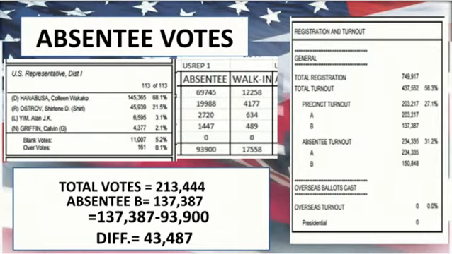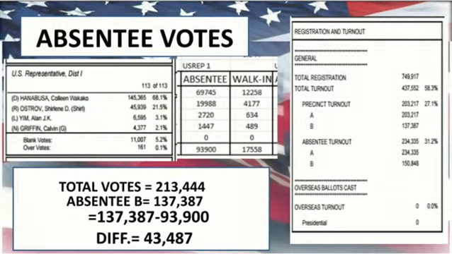Okay, next slide. This would be the U.S. Representative District 1 race. Okay, total votes 213,000. The absentee votes that was given for District 1 is 137,937 as given in the summary report. But now for these votes, I actually went in and looked at the individual precincts, and I added up all the numbers of absentee votes from all the precincts. There's approximately 257 precincts. And I added up all those numbers. They came out to 93,900 votes for the absentee votes.